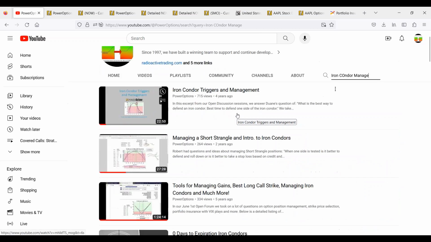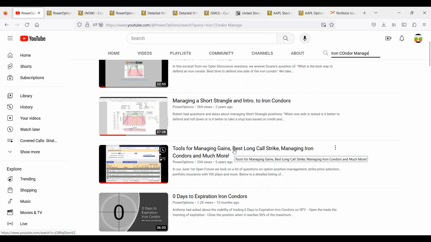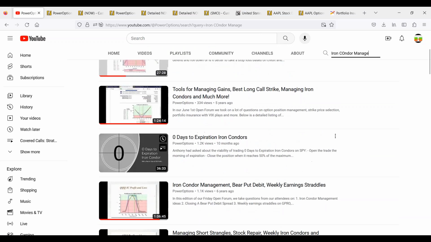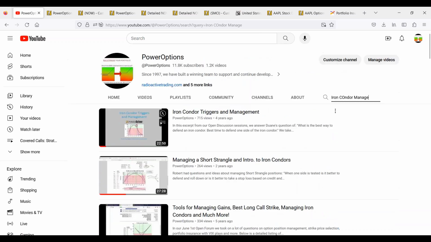Iron Condor triggers and management, managing a short strangle, intro to Iron Condors, managing Iron Condors and much more. 0 days to expiration condors we hinted at earlier. Let's just look at search for iron condors. Let's look at search iron condors. I know we had one in the last 2 or 3 weeks on this.